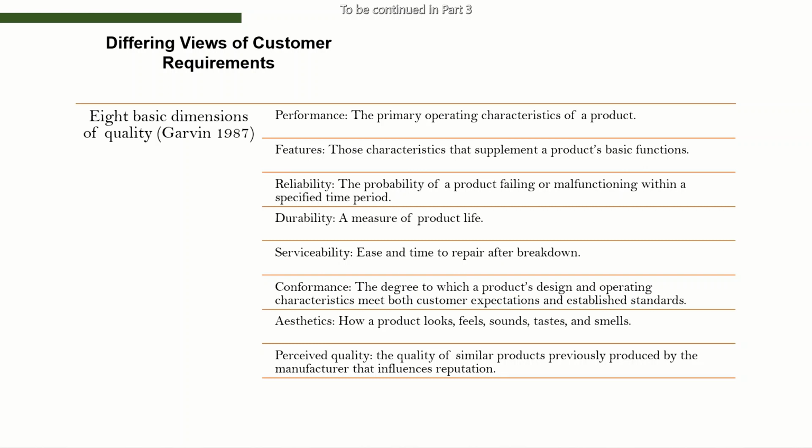Performance is the primary operating characteristic of the product. If the product does not perform well, no one will buy it. Reliability is the probability of a product failing or malfunctioning within a specified time period. Let's say the user buys the product, but after 1 month the product is failing. So there is something wrong with the product, and the designer and engineer need to consider that. Durability is also a measure of product life, and so on.